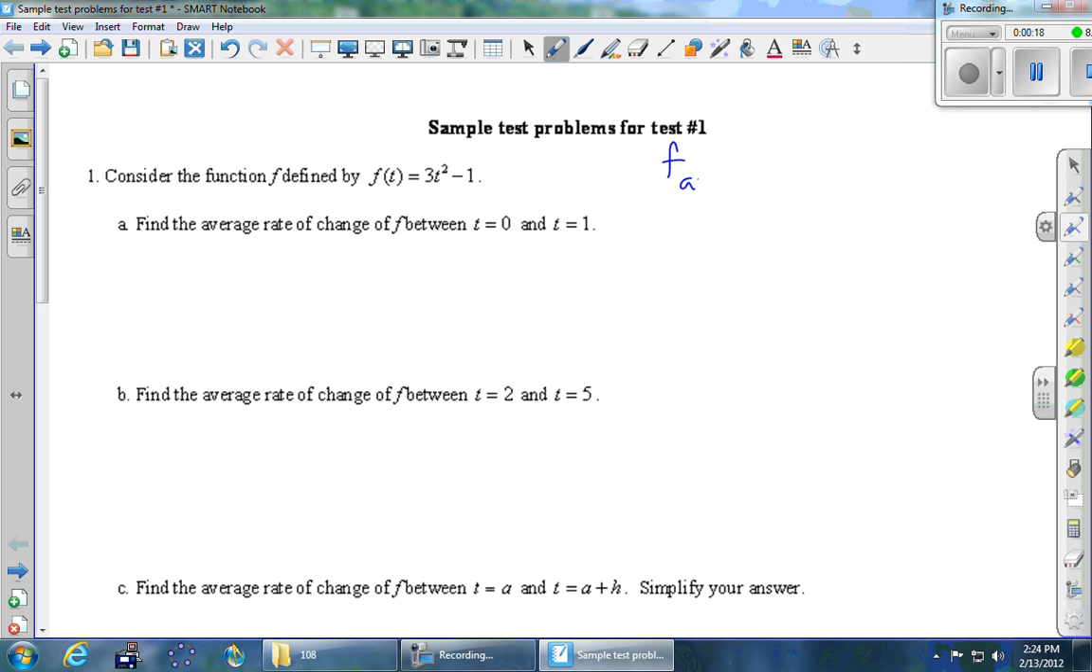So here's our formula for the average rate of change. You do f of b minus f of a over b minus a, where a and b are the t values that you're interested in.